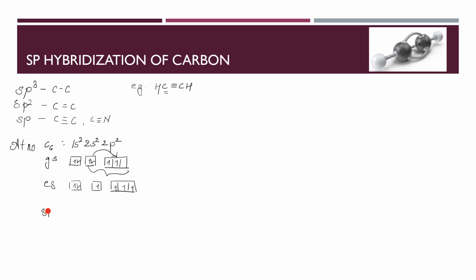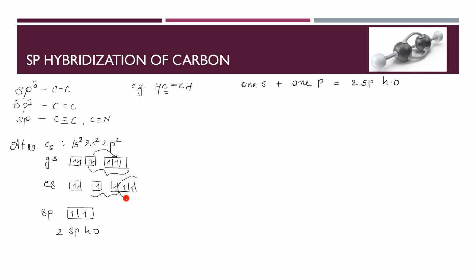The next step is sp hybridization. Now, what is sp hybridization? One s orbital plus one p orbital combine to give two sp hybridized orbitals. So this is the definition, right? One s and one p will hybridize. So what are we going to get? We are going to get two sp hybrid orbitals.